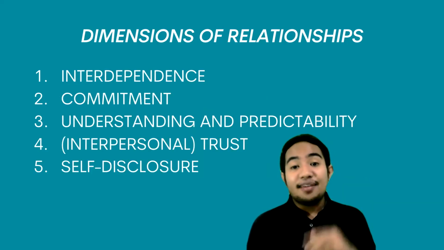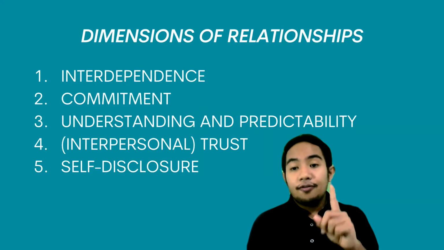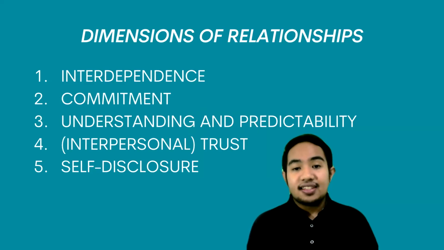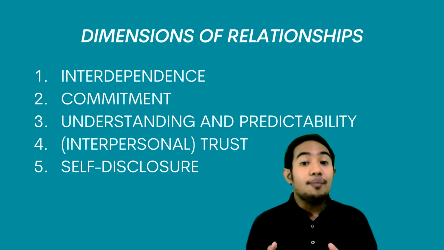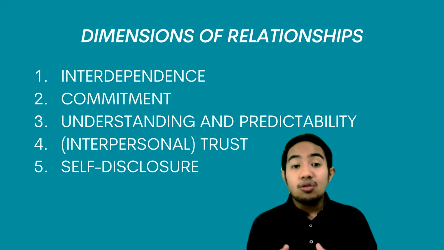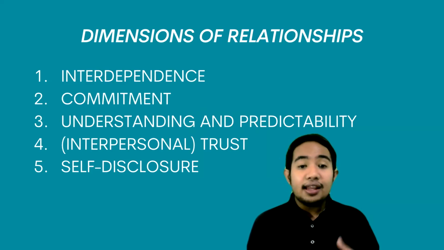We also have five dimensions of relationships. First is interdependence. It gauges the extent to which partners rely on each other to meet their needs. As you get to know someone and become more intimate with that person, you also start to consider each other's preferences, make decisions together, and mutually rely on each other.